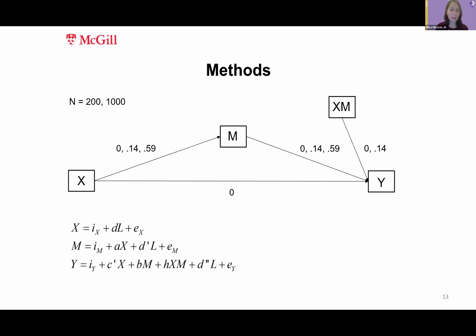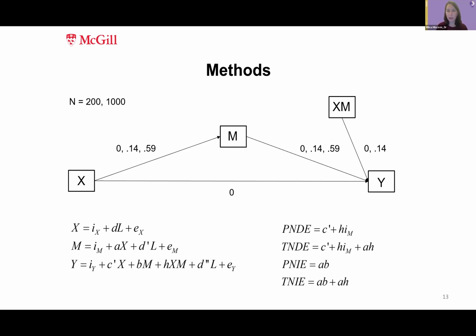In the bottom left in my slide, I have the data generating equations. So X was predicted by the measured covariates. The mediator was predicted by X and also the measured covariates, and Y was predicted by X, M, the interaction between X and M, and the measured covariates.